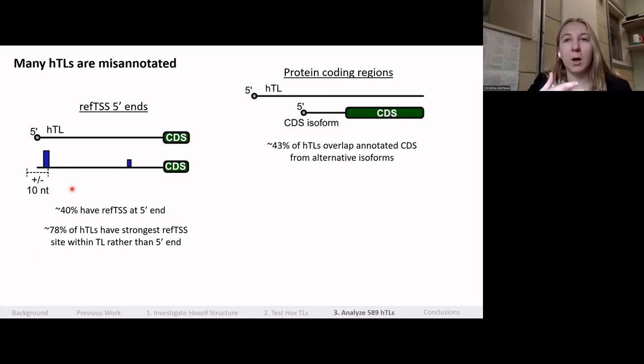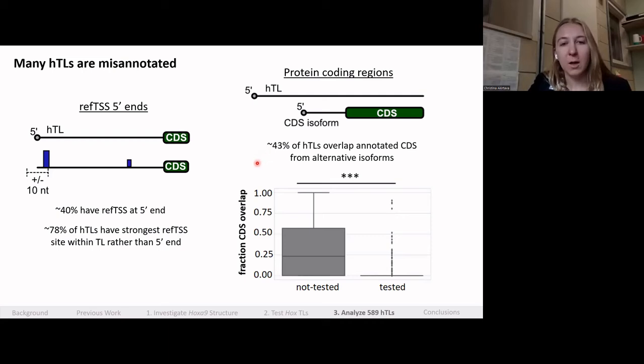Next, I compared hyperconserved transcript leaders and their overlap with coding regions from alternative isoforms, and found that 43% of all of the hyperconserved transcript leaders had some overlap with coding regions. I should also note that the Barna group excluded hyperconserved transcript leaders with high protein coding regions from their IRES or bicistronic reporter assays. So from this, the data suggests that these hyperconserved transcript leaders are misannotated and that their conservation likely is reflected by these coding region overlaps.